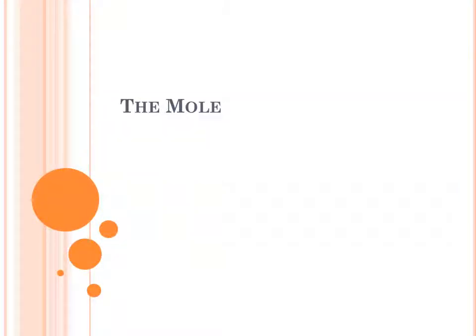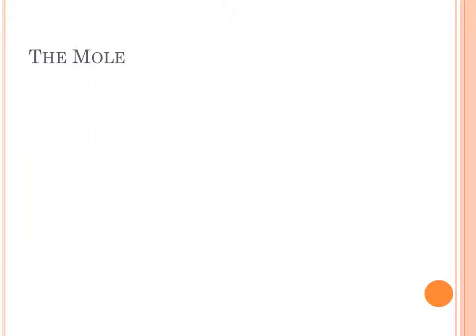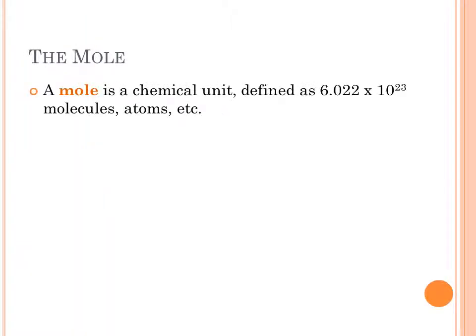This is a tutorial on the mole, and the calculations will be focused on those of elements instead of compounds. So what is a mole? It's defined as a chemical unit which contains 6.022 times 10 to the 23rd molecules, atoms, ions, whatever you want to put in the blank.